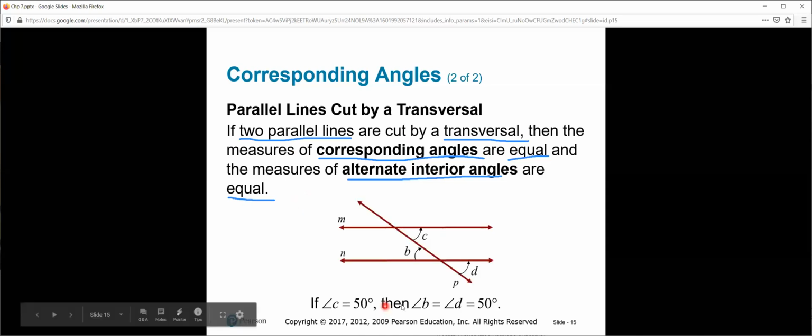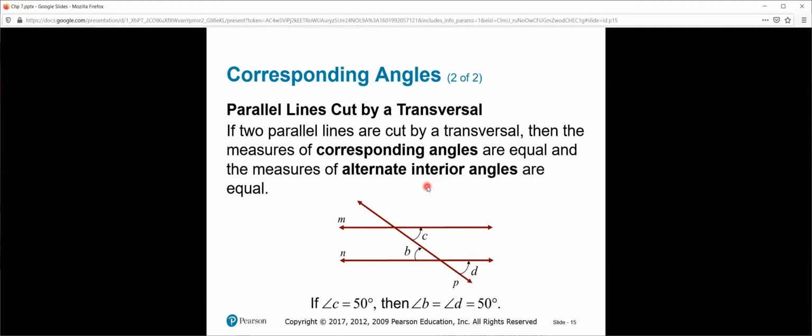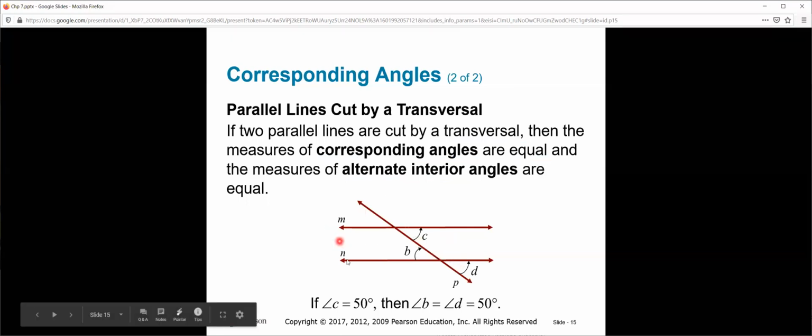We do this. If C is 50 degrees, by definition, D is 50 degrees. And by definition, B is 50 degrees. B, C, and D all are the same angle. If you measure D and you measure B, you know that C is correct by definition. Why? Again, because of the way that lines work. And if B, C, and D are all the same, that means M and N are parallel. Right?